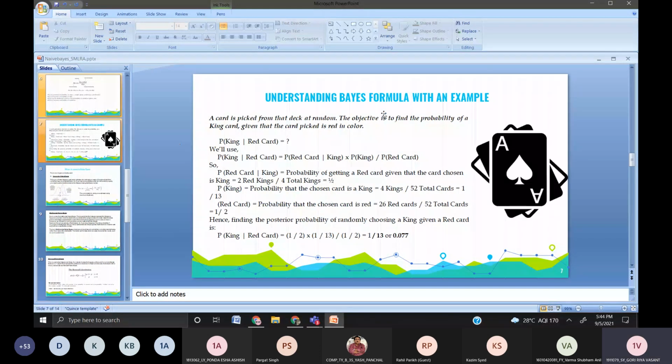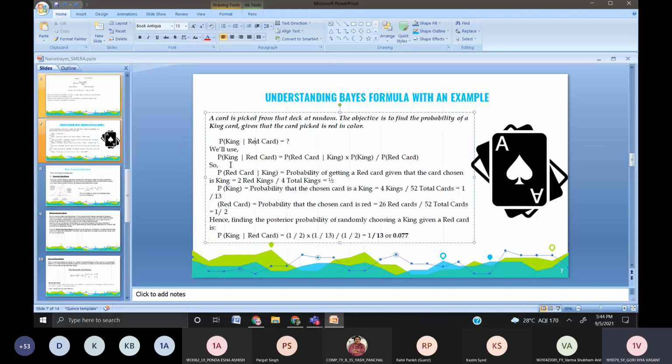This is a very basic example, which I think most of us have studied in school or high school. The problem we start with is: a card is picked from a deck at random. The objective is to find the probability of a king, given that the card picked is red in color. So this is what we are supposed to find: the probability of it being a king, given that the card picked is red in color.